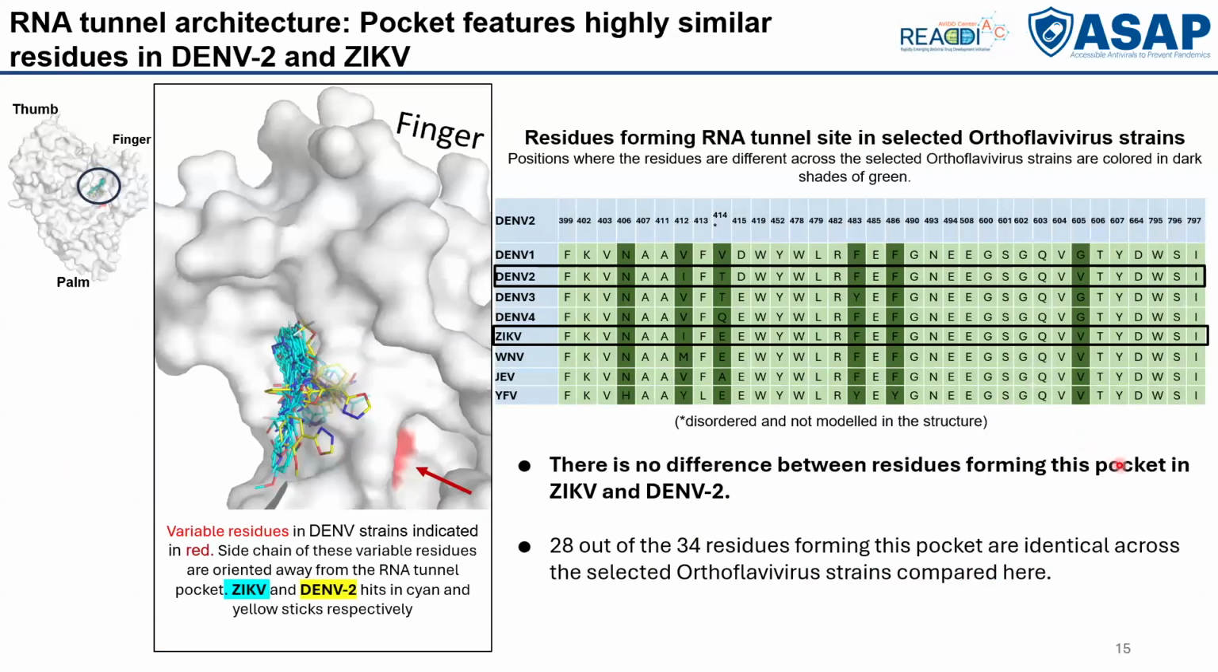Next, we checked the sequence of the residues forming this pocket, and we found that there is no difference in residues forming this pocket between Zika and dengue. When we compared across the orthoflavivirus strains, 28 out of the 34 residues are conserved. A few residues vary between different dengue virus strains, which are shown in a red patch, and the side chains of these residues are pointing away from the pocket.